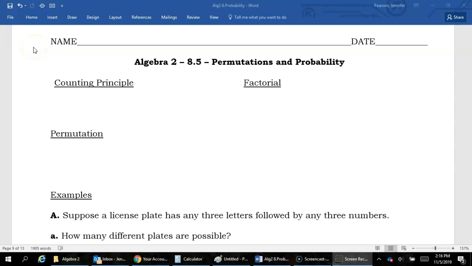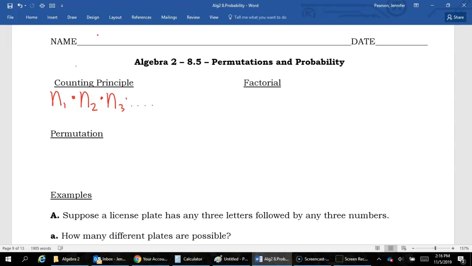This is Algebra 2, Lesson 8.5, Permutations and Probability. So the counting principle is going to allow us to count really big numbers. To do that, we look at the number of possibilities to do something, and we multiply it by the number of possibilities to do another thing, and the number of possibilities to do another thing, and so on and so on and so on.